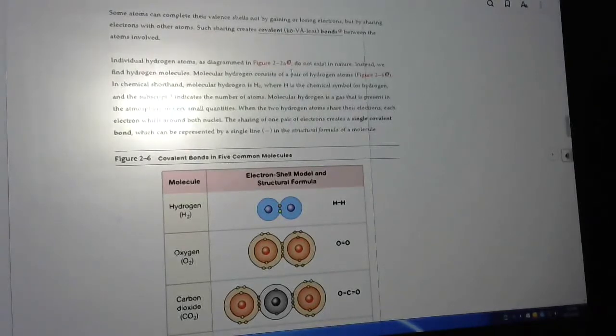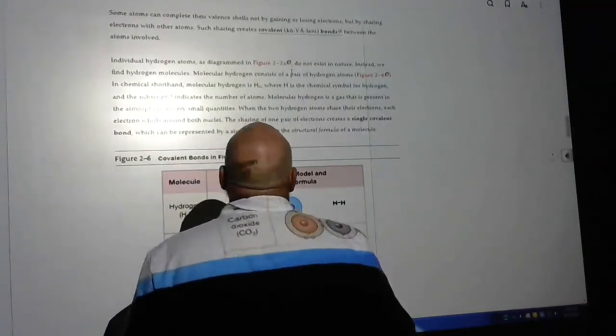Now, covalent bonds are very strong bonds. All the things around you, your pens, the writing board, your computers, are bonded together through what we call covalent bonds. And these are covalent bonds right here.